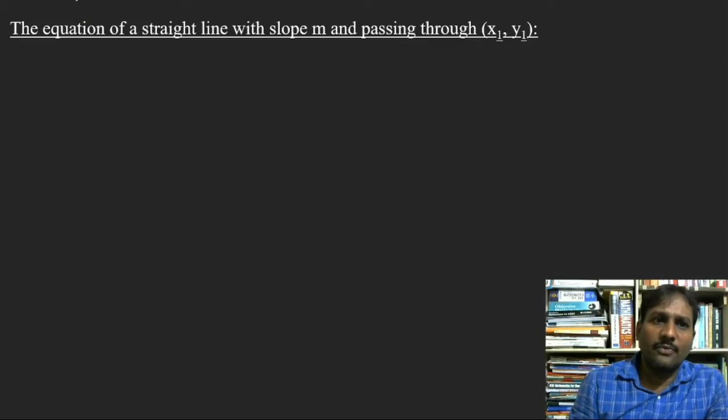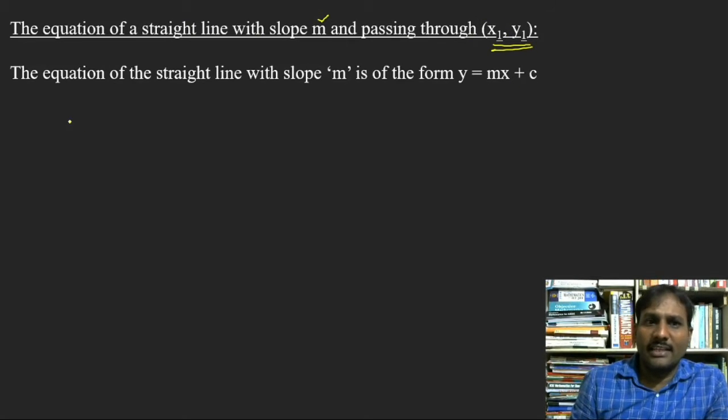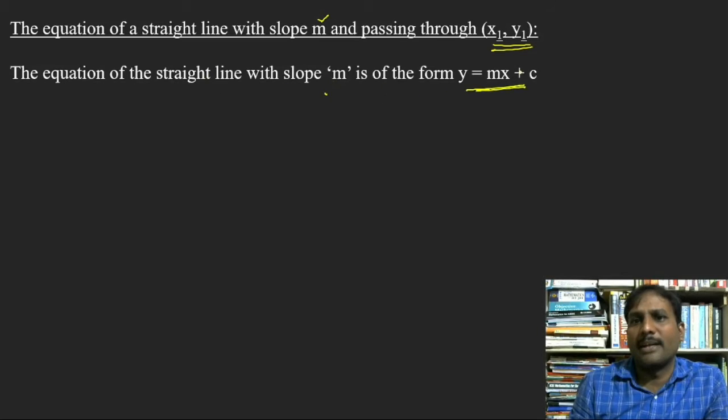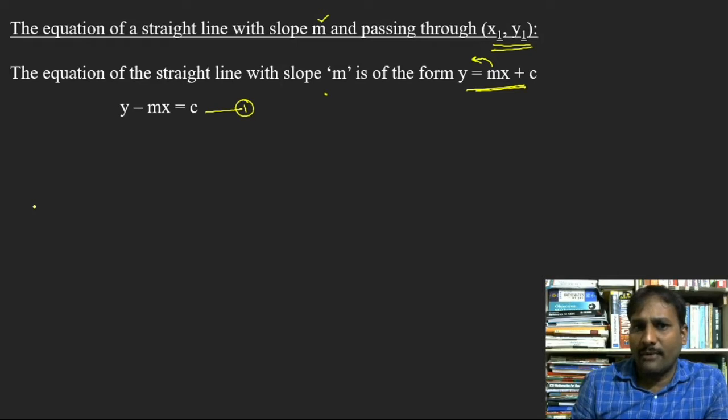Here we are going to find the equation of a straight line with slope m and passing through the point x1 comma y1. So let the equation of the straight line with slope m be of the form y is equal to mx plus c. We know this. So from this we can say y minus mx is equal to c. I am just finding the c value from this. I am assuming this as equation 1.